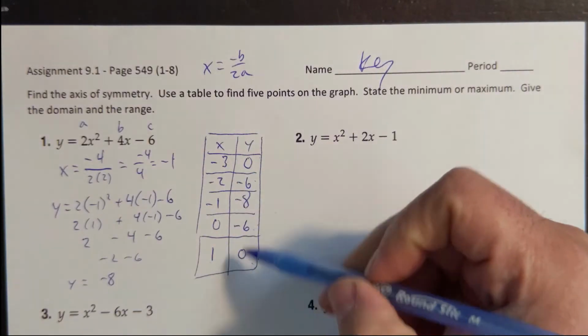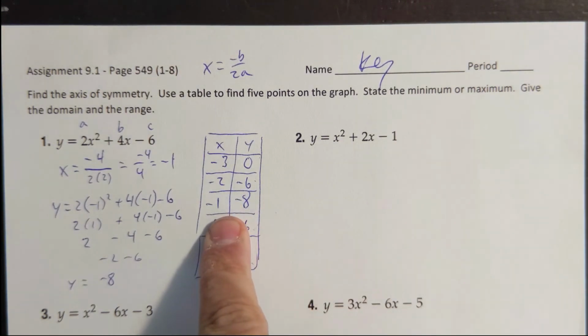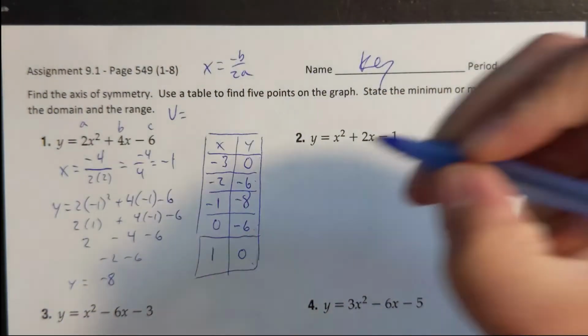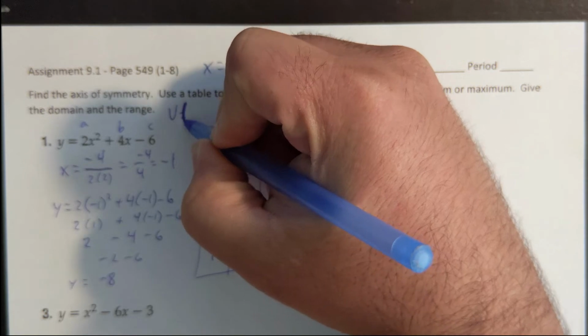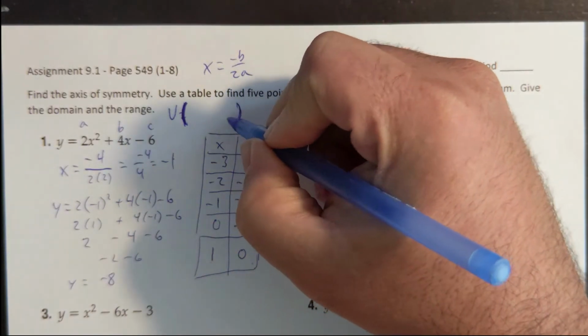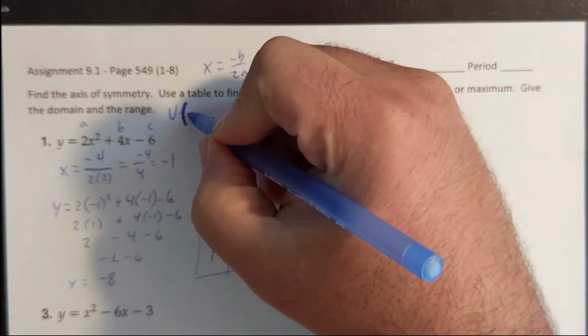So if you think about this, your vertex, remember, was the one in the middle. So the vertex for this problem, I'll put V in front of this parentheses for my vertex. The x coordinate's -1, the y coordinate's -8.